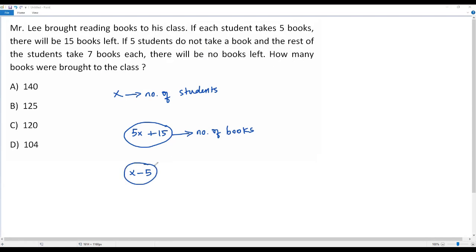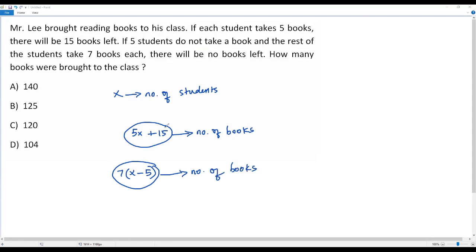Okay, in this x - 5 number of students, each student takes 7 books. So what is the total number of books taken by this x - 5 number of students? For that, we have to multiply the number of books taken by each student, that is 7, by the number of students x - 5, that is 7 times (x - 5). After 7 books are taken by each student, no books are left. So here we would add 0, like what we have done over here. Here we have 15 added because 15 books were left, but here no book is left, so we don't need to add 0. Again, this one also represents the number of books. Let me write the stuff over here.